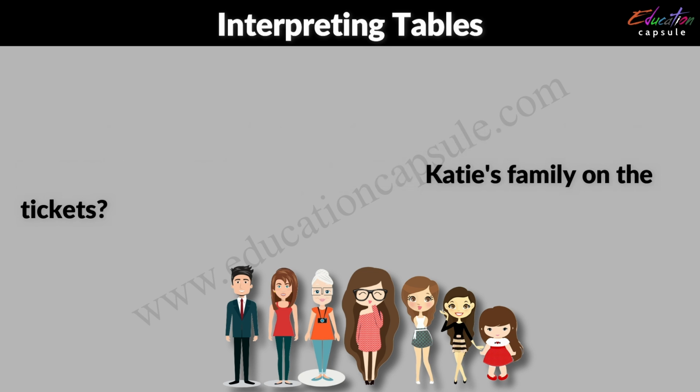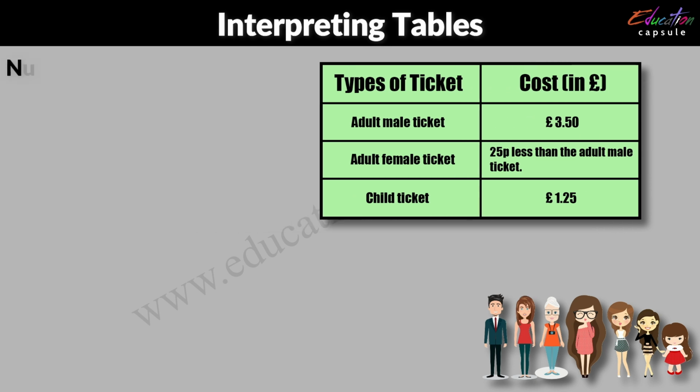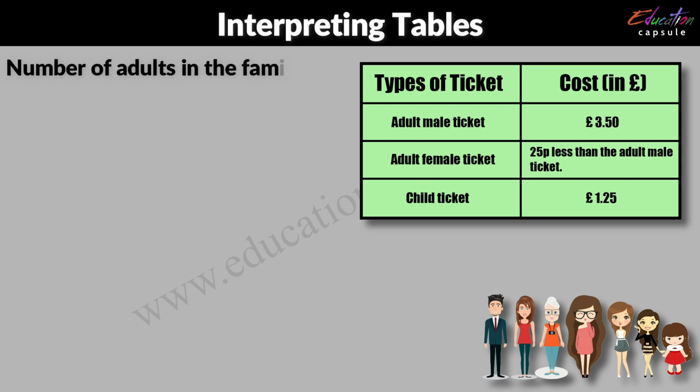As we can see in this table, there is cost for different types of tickets. The first is adult male ticket, and the cost is £3.5. Adult female ticket, which is 25p less than the adult male ticket, and child ticket that costs £1.25. Now let's try to solve the question.